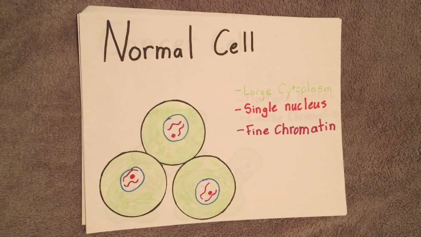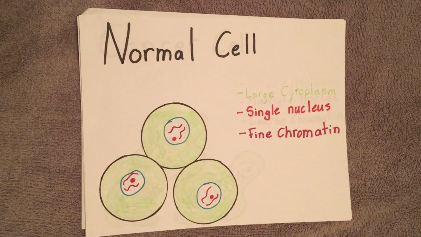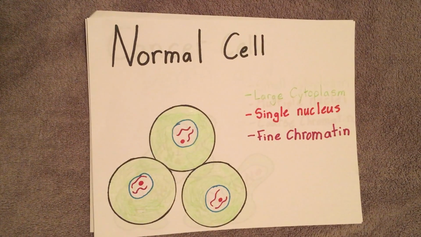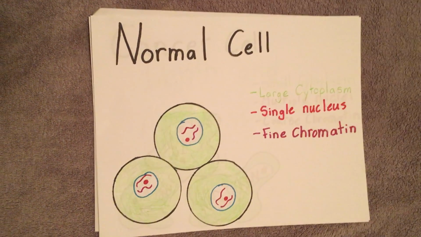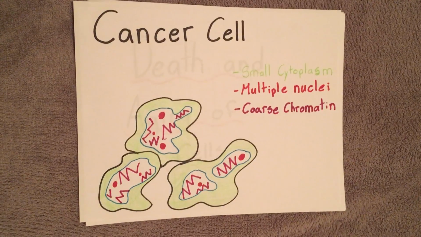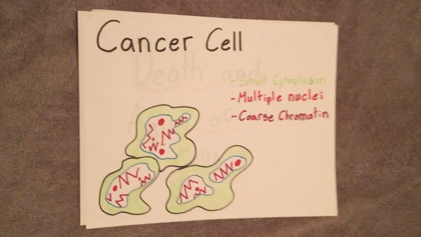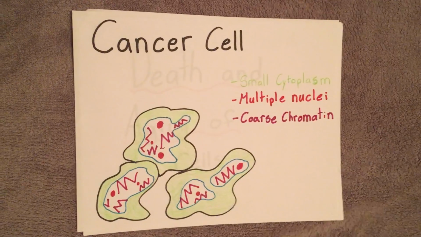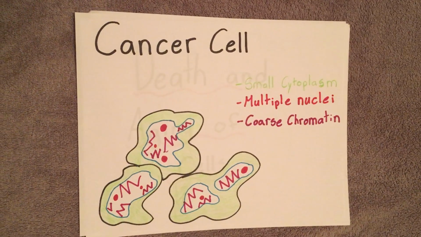Normal cells versus cancer cells. Normal cells have a much larger cytoplasm. They have single nuclei and fine chromatin. Cancer cells have a much smaller area of cytoplasm, and they also have multiple nuclei and coarse chromatin.